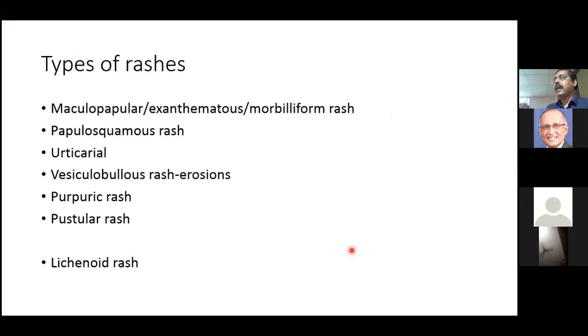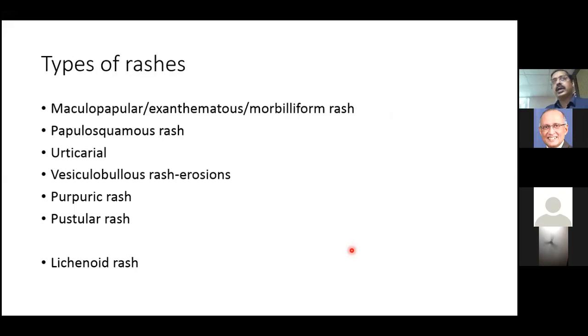Is this a maculopapular rash, which is the topic for the day? Or is it a papulosquamous rash, meaning you have small papules which are also slightly scaly? I'll show you photographs of how a papulosquamous rash looks. Urticarial rash, where you see evanescent wheals, which are most often transient. Very rarely they go beyond 24 hours. Then you have vesiculobullous lesions. That is one presentation, which can rupture and leave behind erosions.